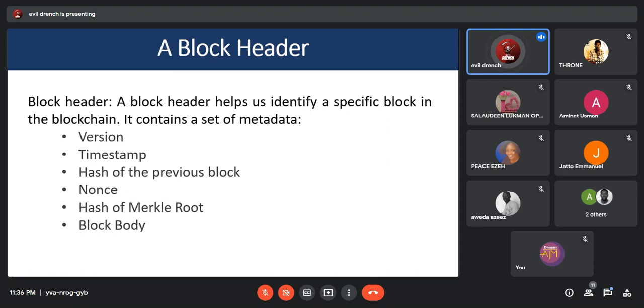We have the nonce. In most public blockchains, the way they do their consensus is by mining, as I've said. So when a serious, hard mathematical computation happens, the miner of that block is rewarded with cryptocurrency. So the hash of that mining is called a nonce.